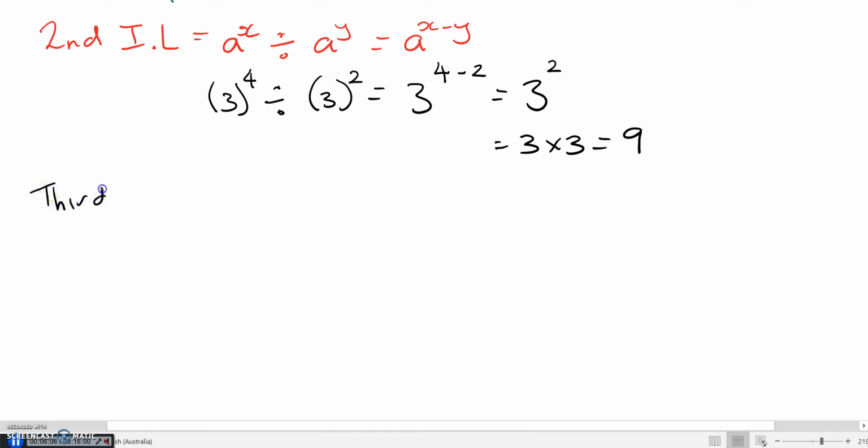Our last index law that you really need to worry about on the test itself is the third index law. It says this: if we have a over b, all to the power of x.